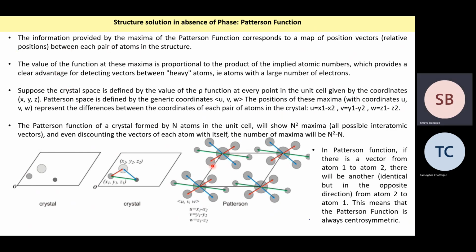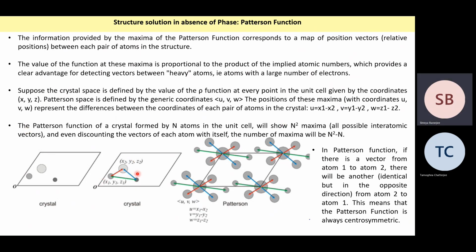So as I discussed, the peaks in the Patterson function correspond to these interatomic vectors. And the value of the function is proportional to the product of the atomic numbers. So if you have heavy atoms, that will give a good Patterson map, because heavy atoms have a large number of electrons, and from each of the electrons, there is a diffracted ray.